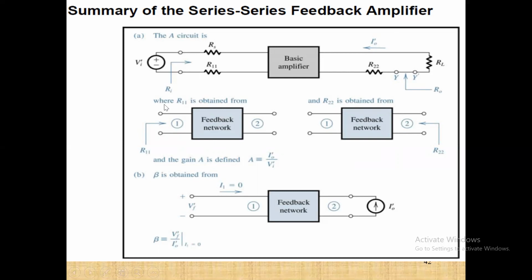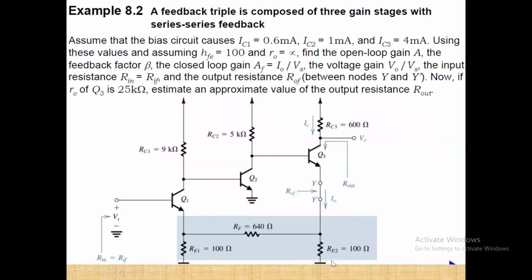Okay. So then R11 can be obtained by considering this side, and you have a feedback network, and R22 can be obtained from the feedback network and from this side. Then beta can be found by putting the current source in the feedback network with Io dash and measuring the voltage over here, and thus VF dash divided by Io will give us the beta. VF dash is equal to beta Io. So beta is equal to VF dash by Io when I1 is equal to zero. So with this summary, we can go forward and try to solve a numerical.